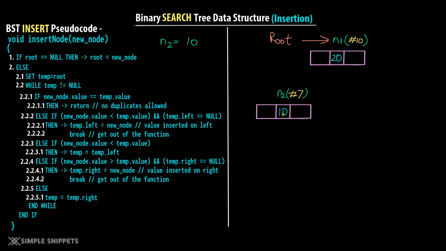And now we know that 10 is obviously less than 20. That means n2 will be added as a left child for this node n1. So this #7 will be stored as the left child address, right? Because in n1, remember, we have a left and right pointer. So now the left pointer will have the address of n2. So that's how we add nodes. Let's add one more node.